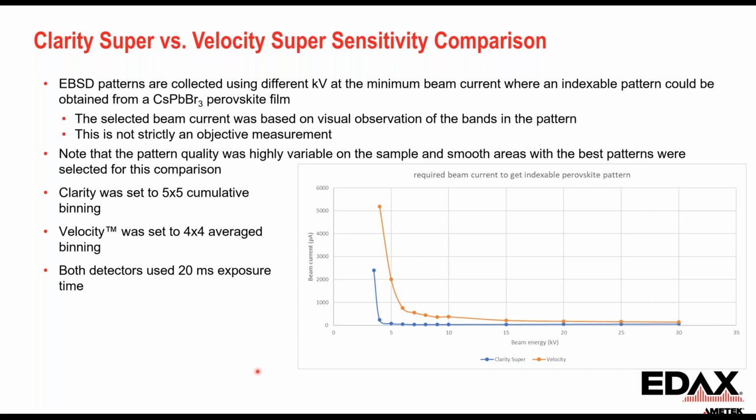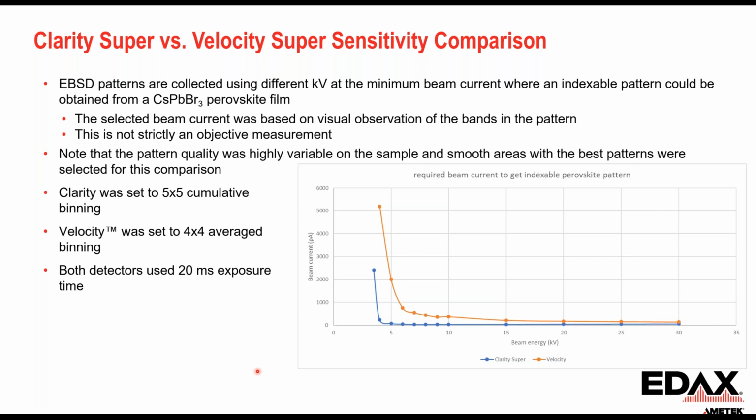This is comparing the clarity and the velocity to give an idea of what sort of improvements we see, especially as we go to these low beam dose conditions. The clarity we're running at 5x5 binning. Cumulative means we're summing things up. The velocity we are running at 4x4 binning. The pixel resolutions are slightly different, but in general we're ending up with about the same pattern size for the analysis.